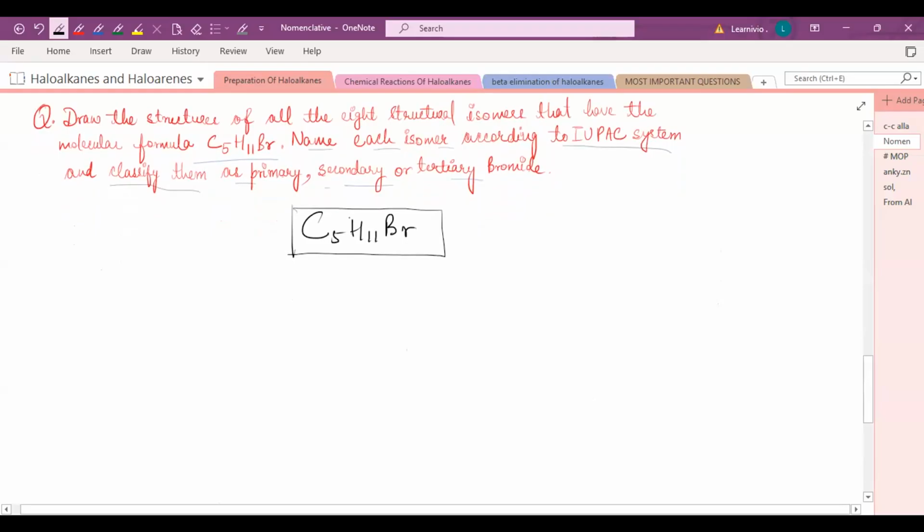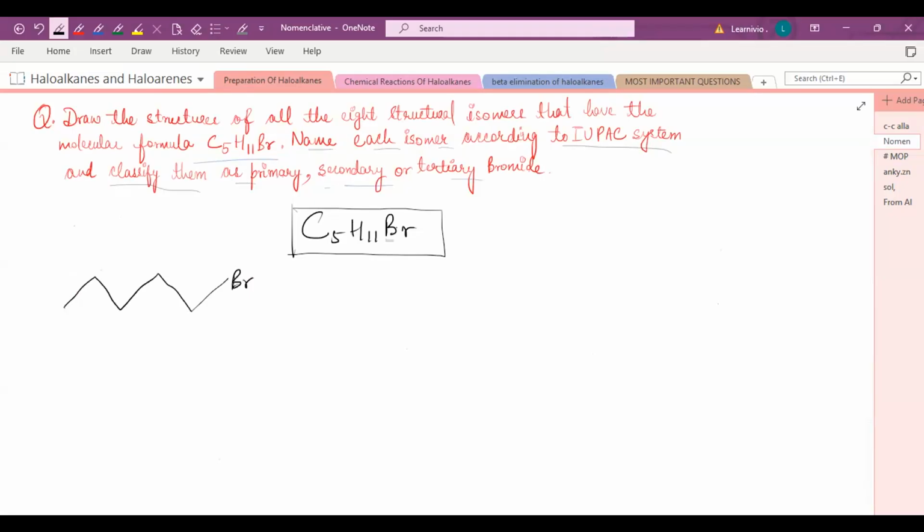So let's do that. First, try to draw all the structures. First, we will start with the normal chain, the simplest straight chain. So C5H11Br. There is a 1, 2, 3, 4, 5. So this is a 5 carbon chain. All the corners, each corner represents a carbon. 1, 2, 3, 4, 5. A 5 carbon chain, and there is a bromine group. So that's the structure of C5H11Br. Is it clear, Aneesha?